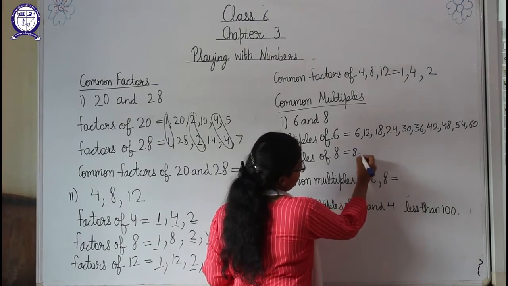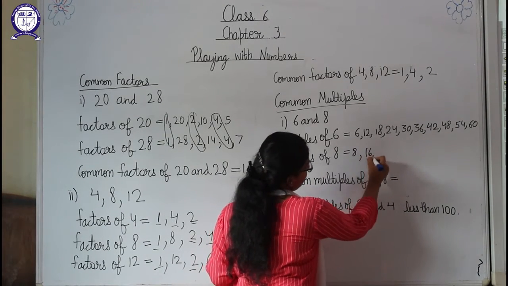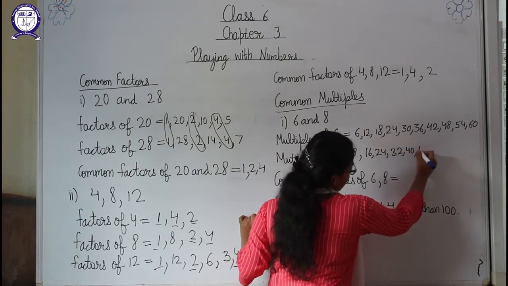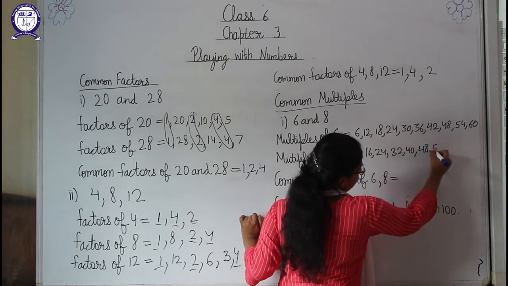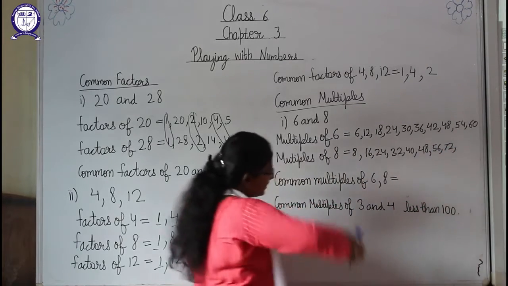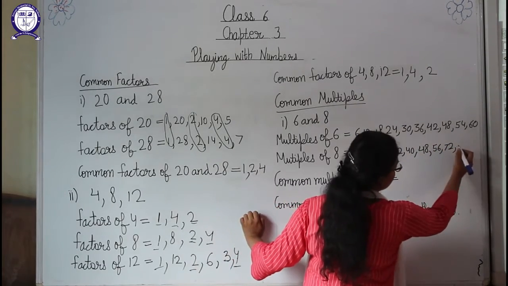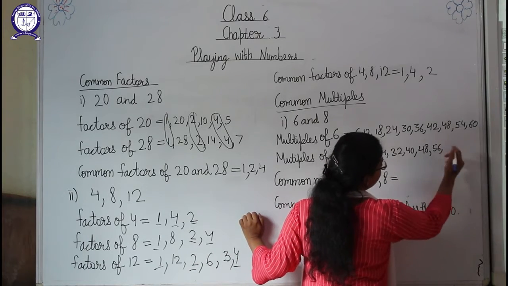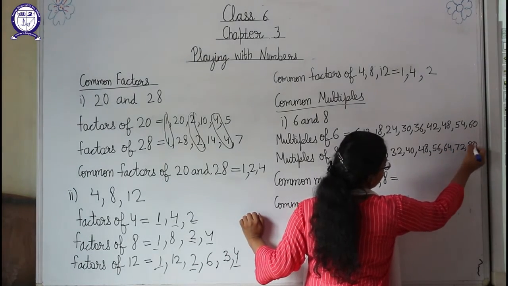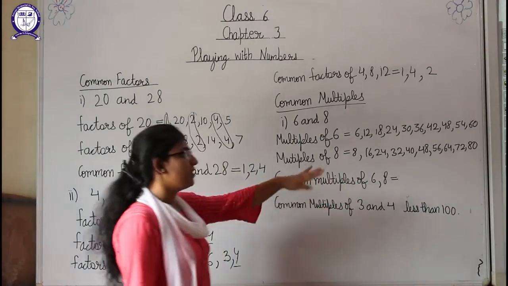Okay, so here 8 1 is 8, then 16, 24, 32, 40, 48, 56, 64, 72 and 80. Okay, these are the multiples of 8.